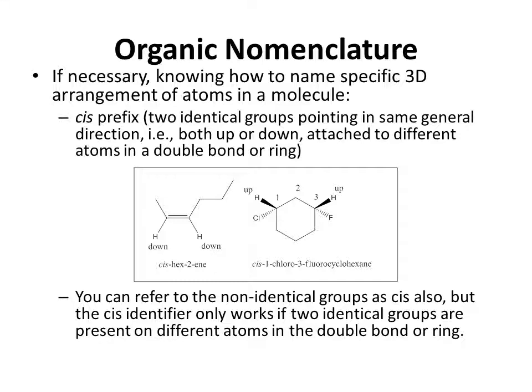When they aren't identical groups, let's say one of the hydrogens was a carbon atom, that would give us 4 different groups, and the cis prefix no longer works because we don't know what's on the same side. Much later in OChem 1 Intensive, we'll learn how to deal with 4 different groups.